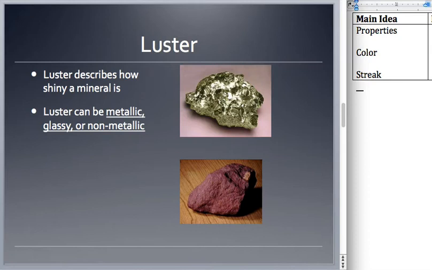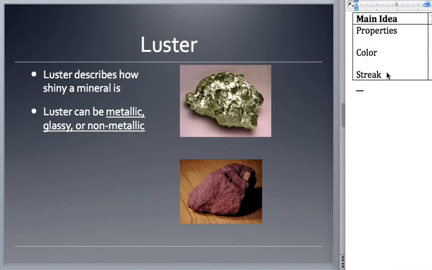The next thing we can look at is called luster. Luster describes how shiny a mineral is, and how reflective it is. Your book uses a bunch of terms like glossy and greasy and waxy. We're going to basically classify luster into 3 different types. It can be metallic, like this mineral here. It can be glassy, so it's kind of reflective, kind of like a pane of glass. Or we'll just call it non-metallic if it's not reflective at all.